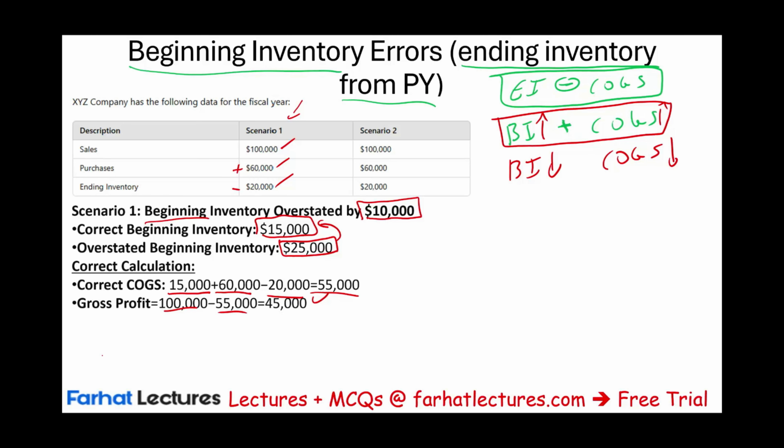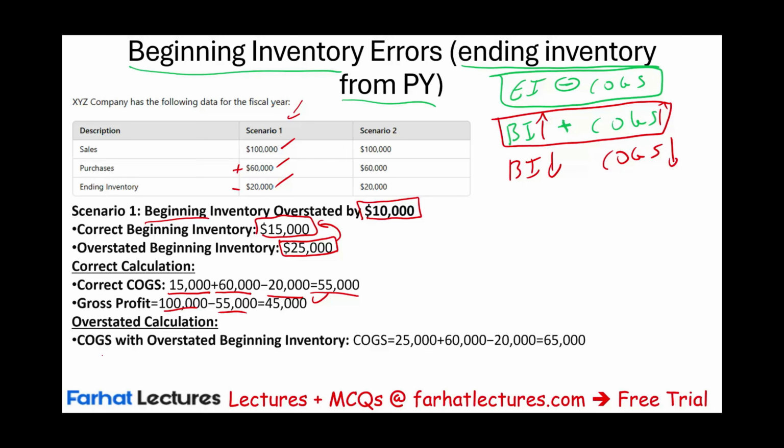100 minus 55. The overstated calculation: cost of goods sold, it's beginning inventory. This is the error, 25, plus purchases minus ending. Notice here, cost of goods sold becomes 65. Why? Because beginning inventory was overstated. What happened to cost of goods sold? Was overstated by the same amount. It went from 55 to 65.